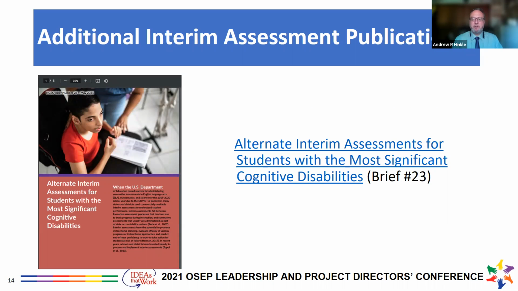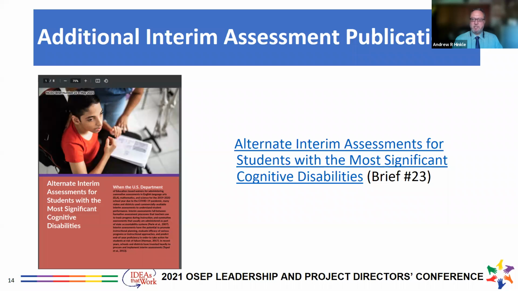And the third and final resource that was born from the advisory panel meeting is this one, brief number 23, alternate interim assessments for students with the most significant cognitive disabilities. There was a lot of discussion by the panel members about alternate interim assessments. The IDEA requires that when there is a state or local assessment that all students take, then there must be an alternate assessment. We found that this is often not the case when it comes to interim assessments, so we felt it was important to address this topic in its own publication.